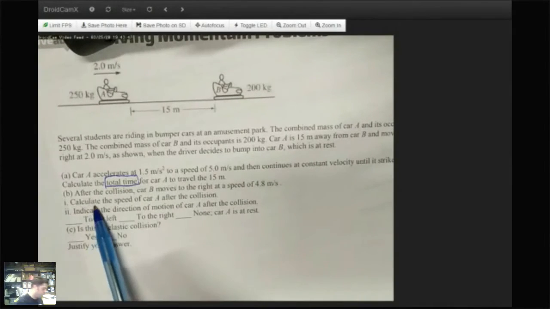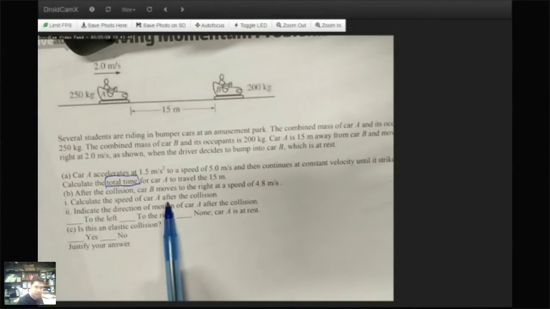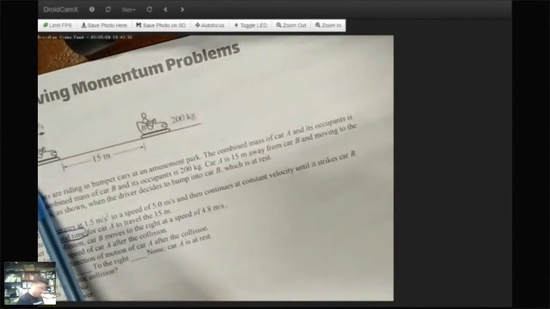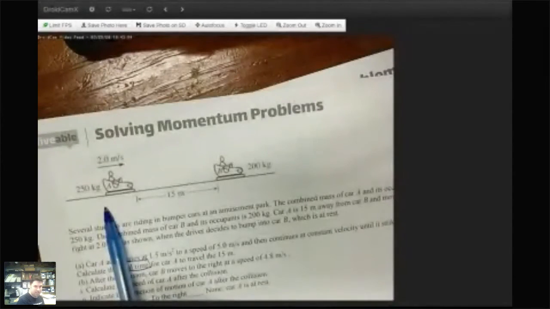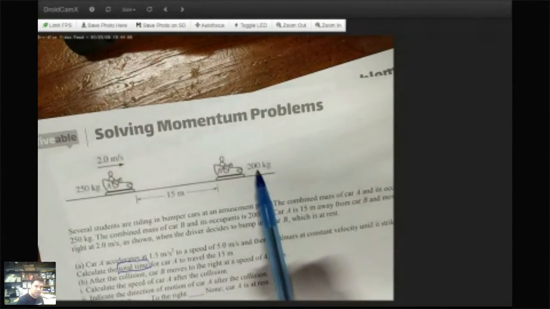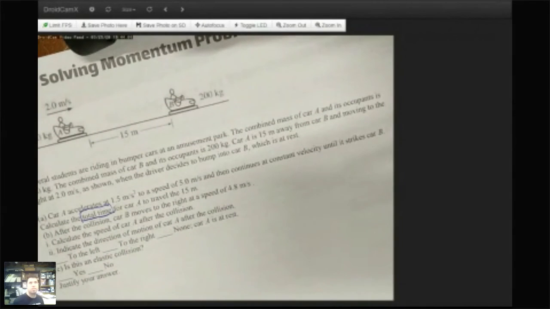Okay. So speed of car A after the collision, I know mass, I know velocity, I know the other mass, and I know the other velocity. So this looks like it's a P before equals P after sort of deal.